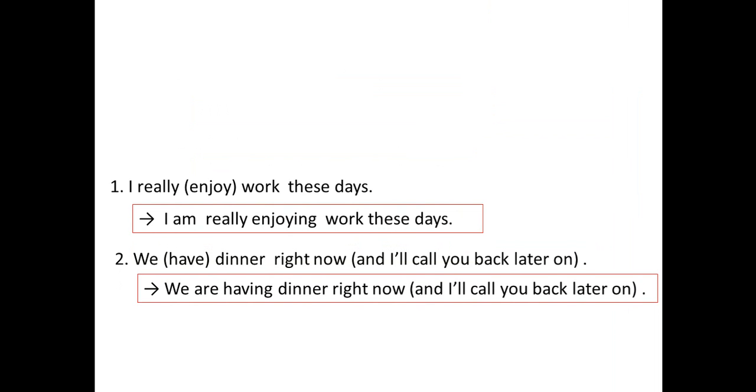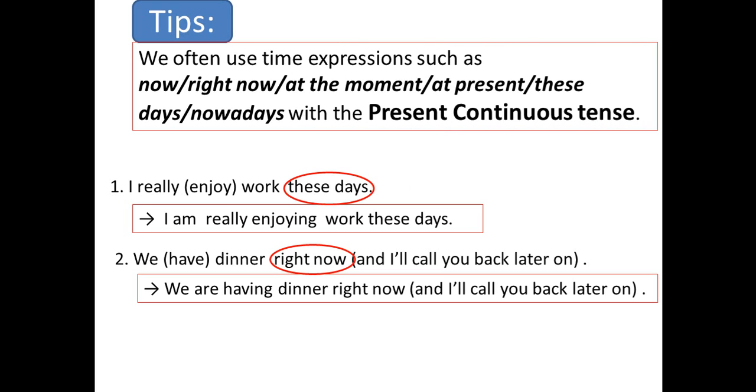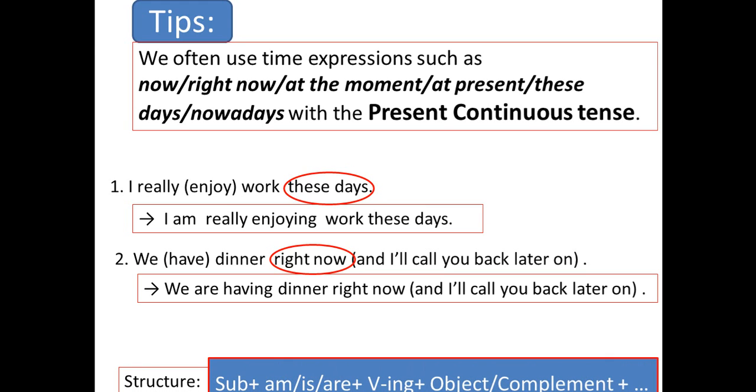And here the verbs are taking continuous form because of these phrases, so there is a note for you. We often use time expressions such as now, right now, at the moment, at present, these days, nowadays, with the present continuous tense. Okay, so you need to think over the words or phrases because they are used to show some continuation. And the structure, okay, subject plus am/is/are plus verb-ing plus object or complement or extension part. So let's move on to something more.